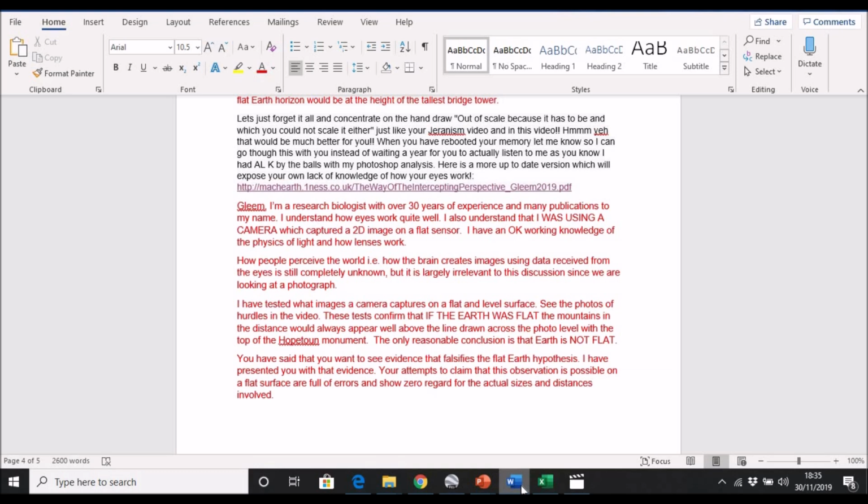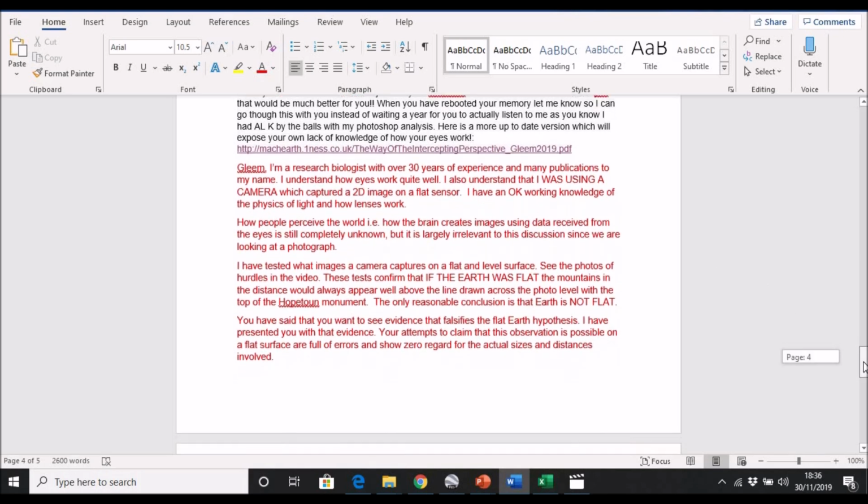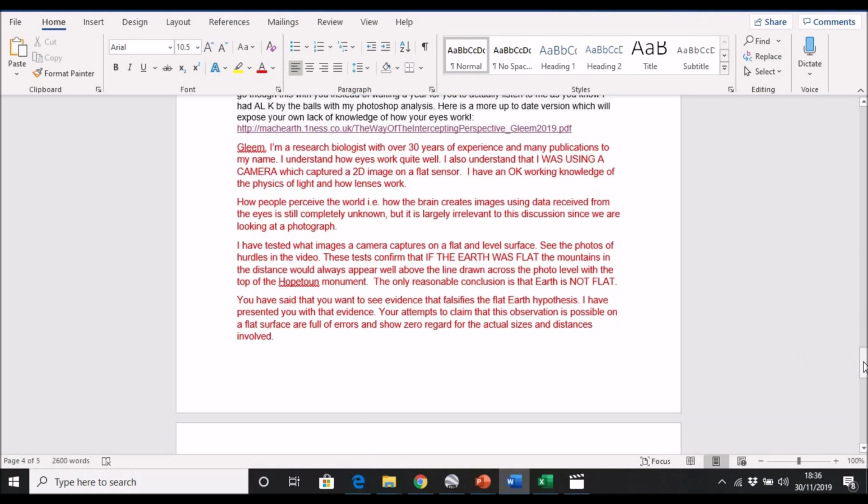I also have an okay working knowledge of physics, how light works and how lenses work. I'm not a physicist. I don't claim to be a physicist, and some of physics confuses the heck out of me, I am quite happy to admit. But optics and lenses, I'm kind of okay with. I've used microscopes a great deal in my work as a biologist.